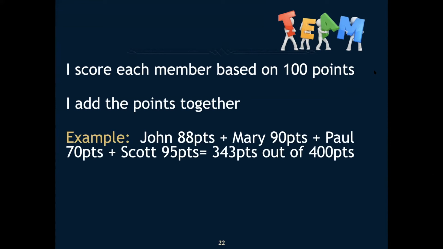The group will meet once again, and now the group is going to tell me out of the 343 points, how many points did John earn? How many points did Mary earn? How many points did Paul earn? And how many points did Scott earn? And give it back to me. And whatever the group tells me the grade should be, that's the grade that I'm putting in my grade book.